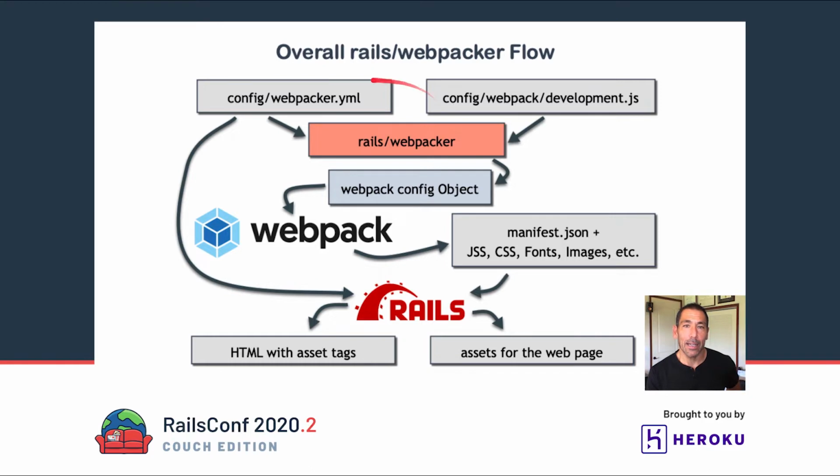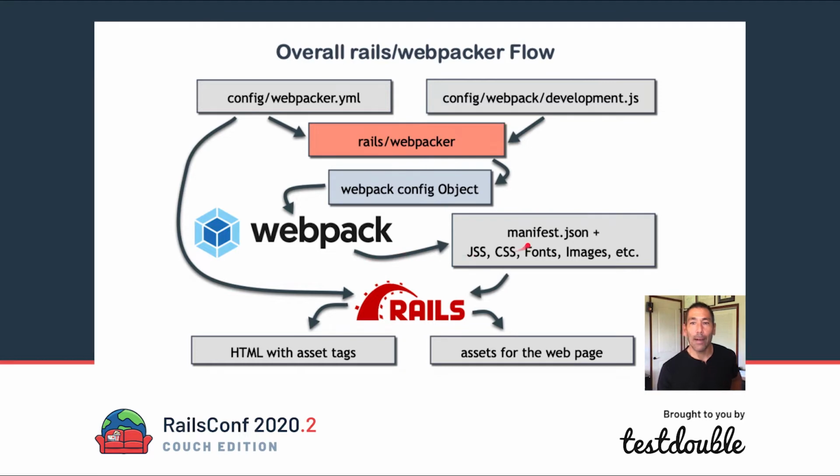Now, why did we put it in a YAML file? We put it in a YAML file because both Rails and the JavaScript code are going to need to access that. We're also going to have some JavaScript files that are going to set up our Webpack config. That's going to go into the Rails Webpacker libraries and other Ruby code. It's going to create this Webpack config object.